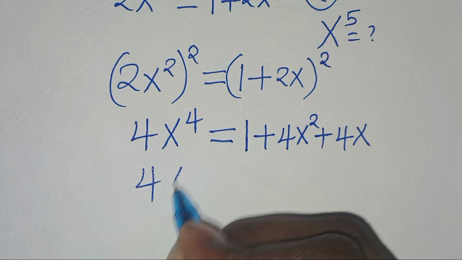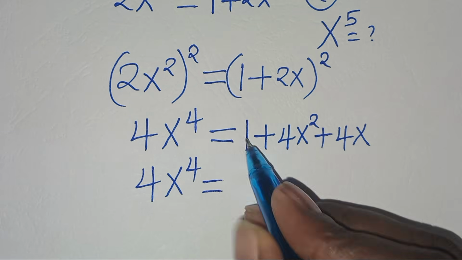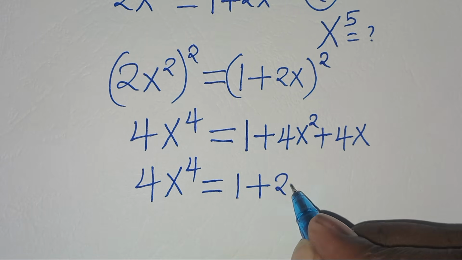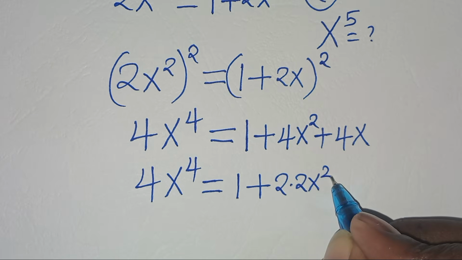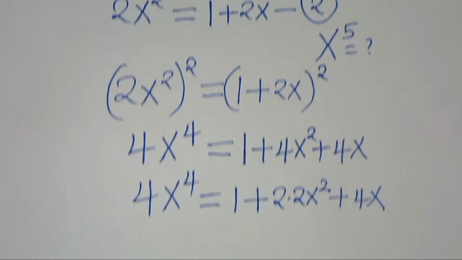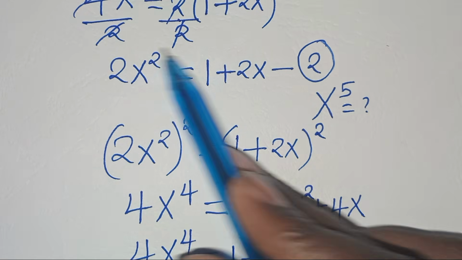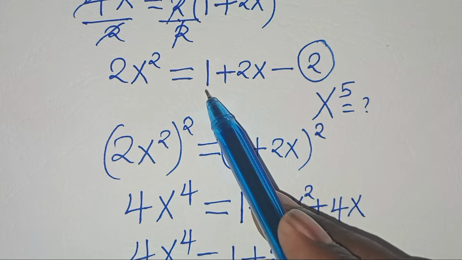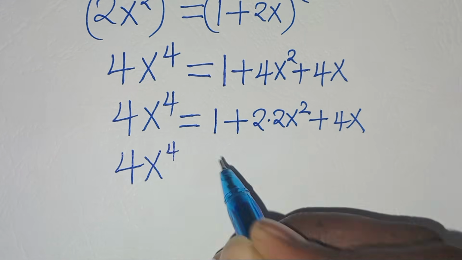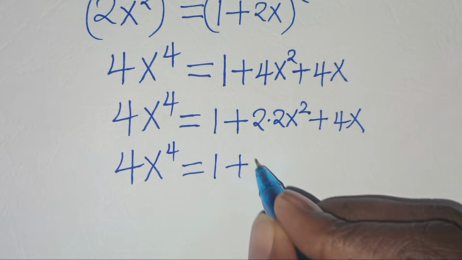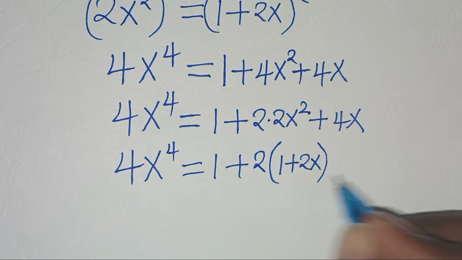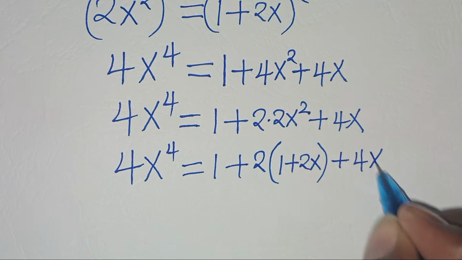So we have 4x^4. This is equal to 1 plus, we can express this as 2 multiplied by 2x^2, then plus 4x. From equation 2, 2x^2 is the same thing as 1 plus 2x. So let's substitute this. We have 4x^4 equals 1 plus 2 multiplied by (1 plus 2x), then plus 4x.